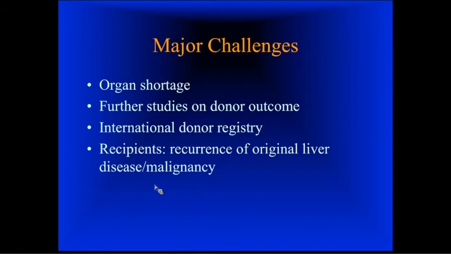Major challenges still remain. Organ shortage, we haven't really answered that. Further studies on donor outcome creation and continuance of the international donor registry are needed, and also knowledge about treating the recipients, because of the risk of recurrence of the original liver disease or malignancy.